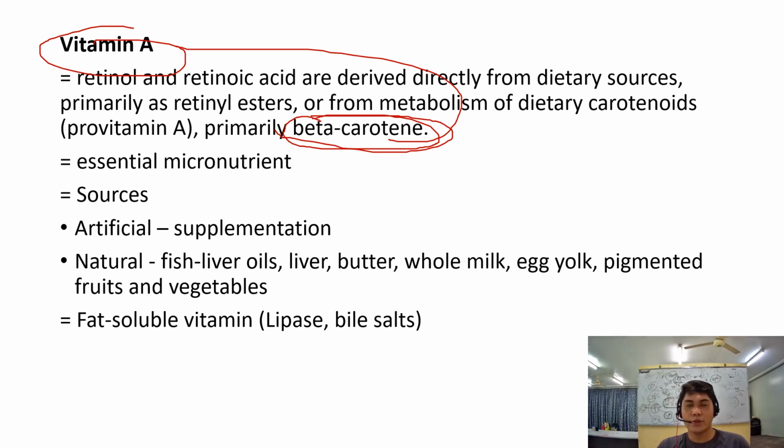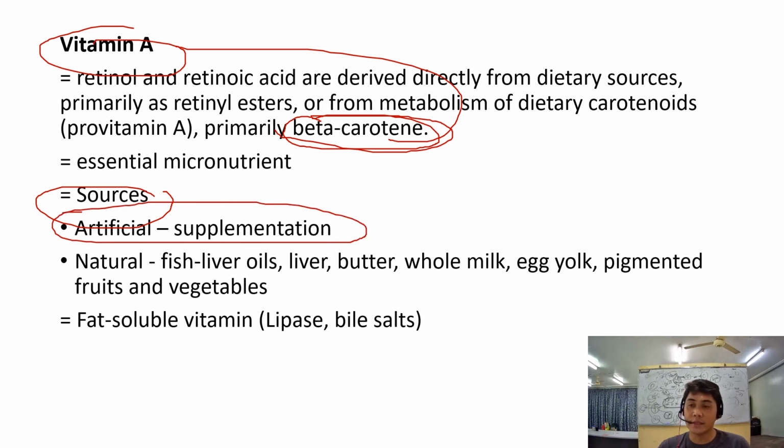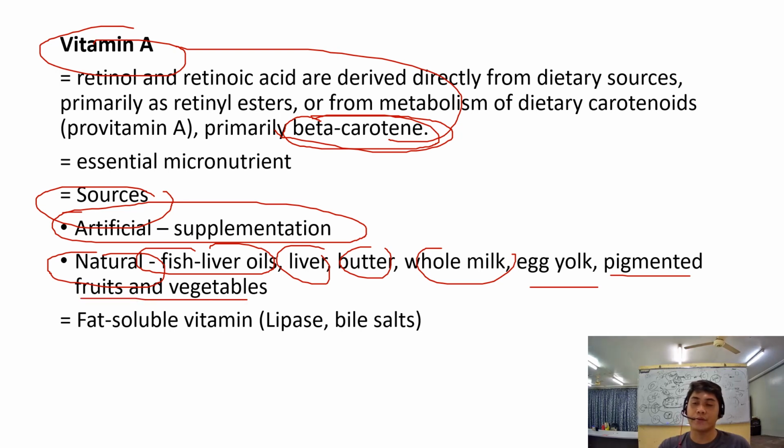Now, what are the sources of vitamin A? For the artificial one, you have supplementation. There are a lot of vitamin A supplements that are available in drugstores or pharmacies. Another, you have natural sources: fish liver oil, liver, butter, whole milk, egg yolk, pigmented fruits, and vegetables. Liver is a good source of vitamin A.